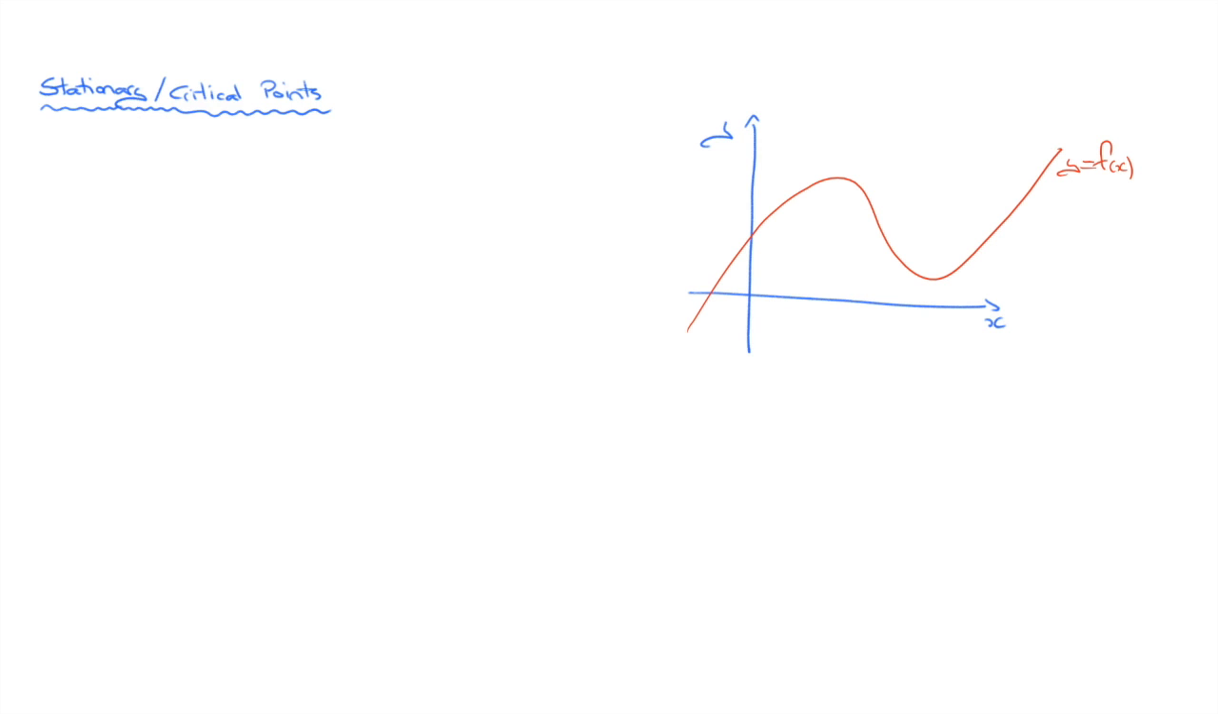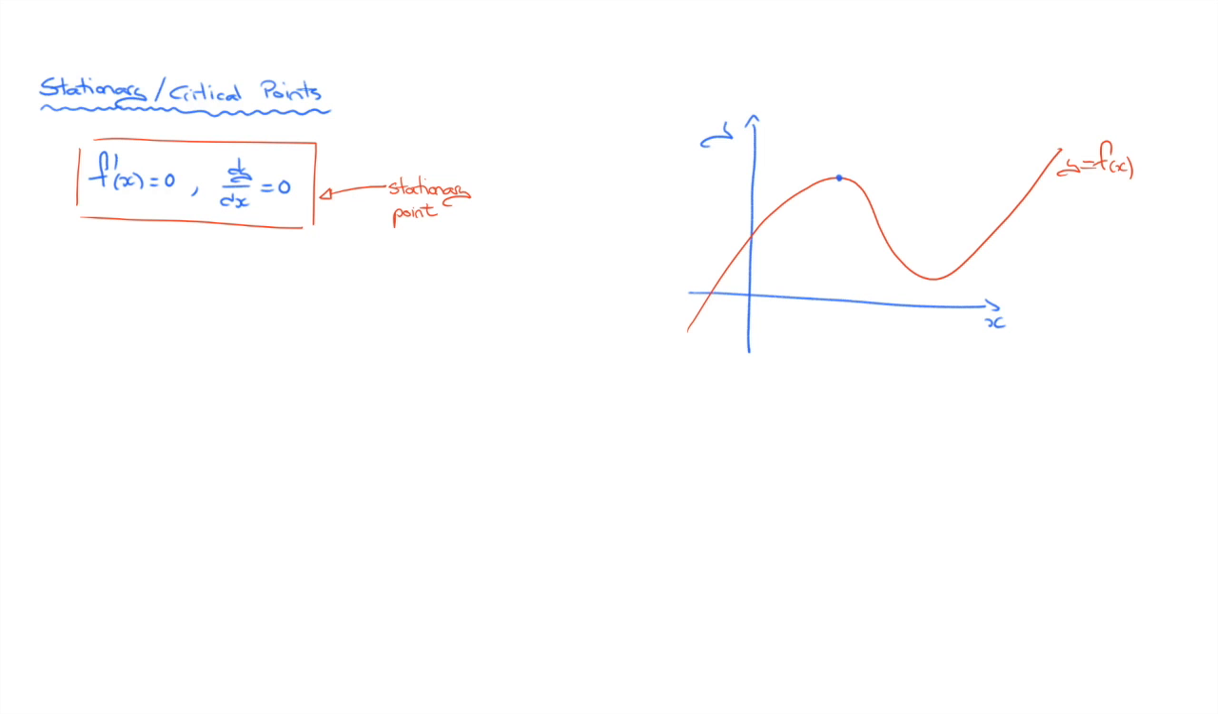Now a stationary point is a point along the curve at which the gradient is equal to 0. In other words, a stationary point is a point at which f dash of x is equal to 0. Another way of writing this is it's a point at which dy dx equals 0. Since the gradient is equal to 0, the tangent to the curve at that point will be horizontal. And so looking at the curve we've sketched here, we can see that there are 2 points along its length at which that would be the case.